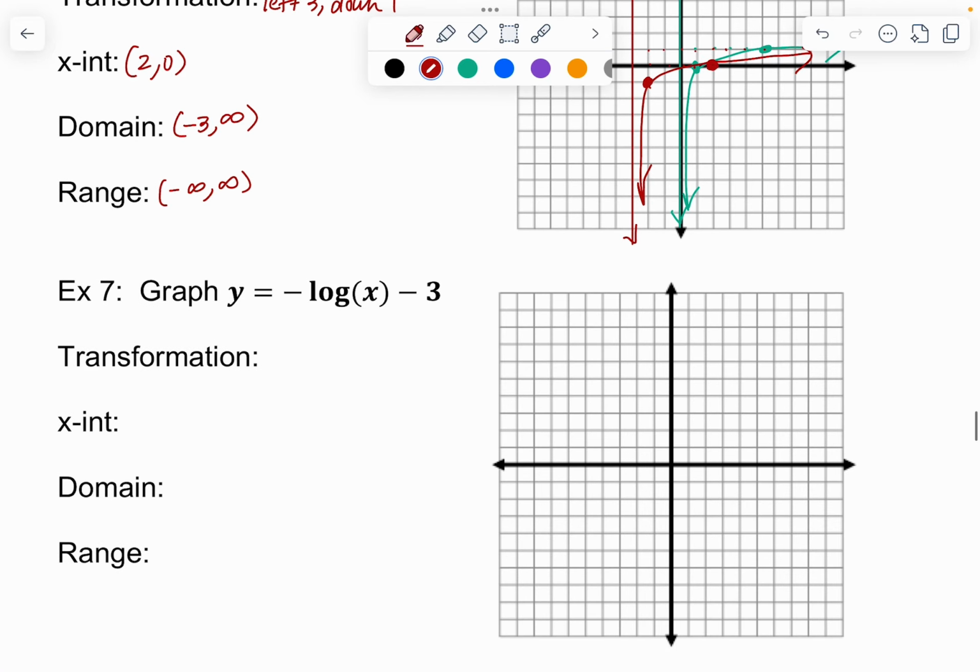All right, last one. We have log base 10 again. So let's get the parent. Default, x equals 0. And then 1 away from the asymptote, and then count 10 away from the asymptote.